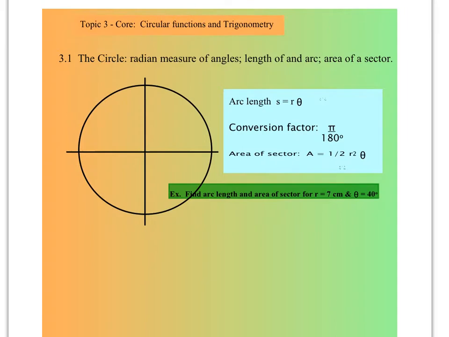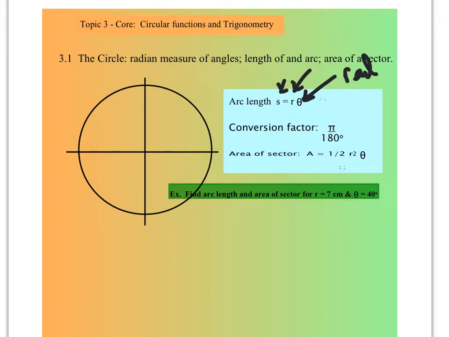So there you go, circular trig functions in trig. The circle, radian measure of angles, length of an arc, and area of a sector. So here's how you find the length of an arc. S here stands for arc length, R is radius, and theta is your angle, but just recall that your angle has to be in radians.